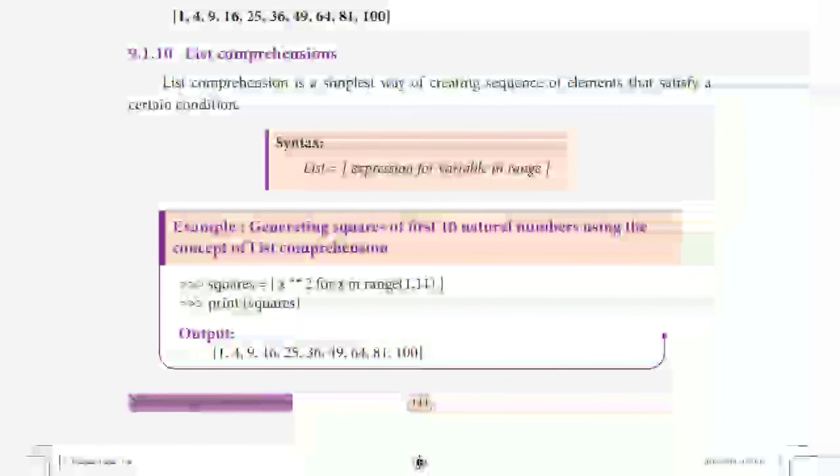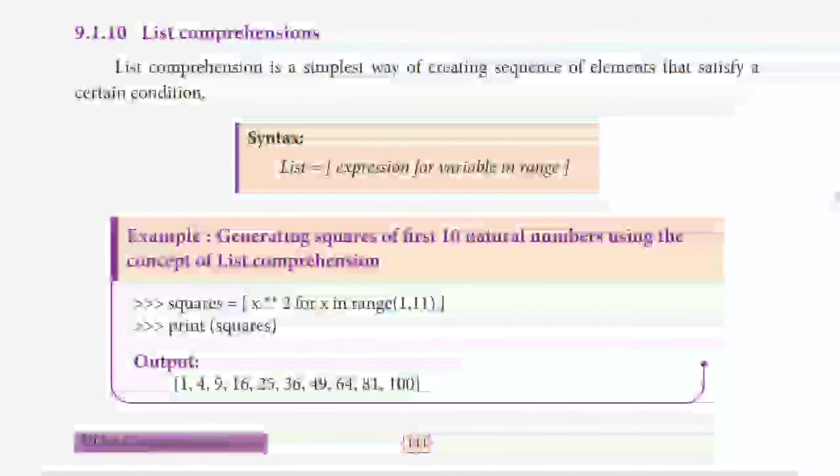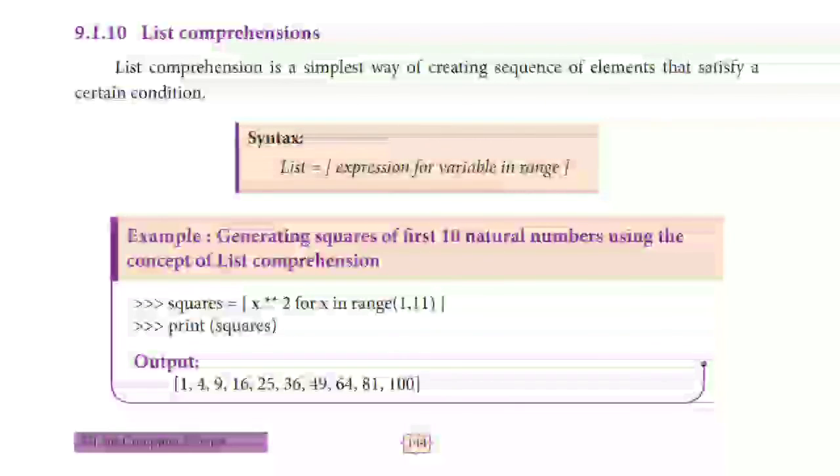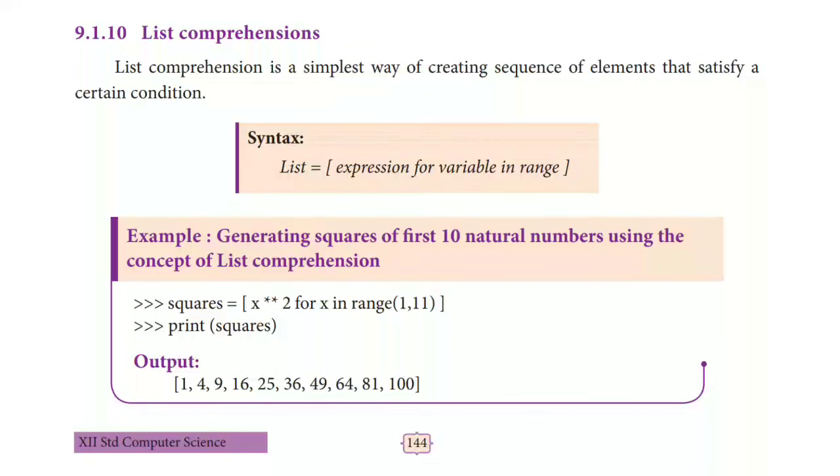So next is list comprehension. List comprehension is a simple way of creating a sequence of elements that satisfies a certain condition. So you can use some conditions to create a list. You can also give some conditions in the range function or any kind of function which deals with the list, and you can combine these values to form a list. We'll see how it is working.